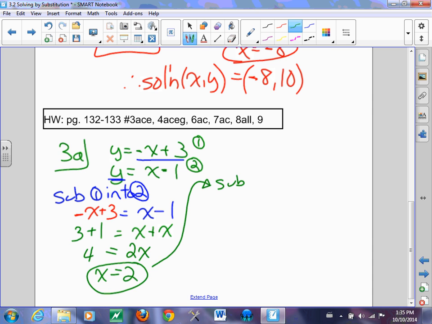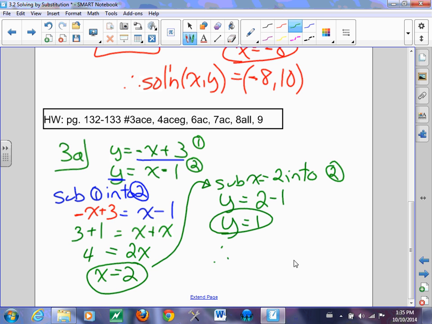And you sub x equals 2 into whichever one you think is easiest. In this case, I'm going to go with equation 2. So y equals, instead of an x, I'm going to put 2 minus 1. Y equals 1. Therefore, solution xy equals 2 and 1.